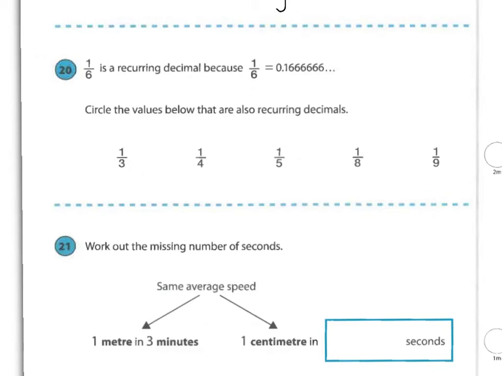1/6 is a recurring decimal because 1 divided by 6 would be 0.1666666, etc. Circle the values below that are also recurring decimals. Now, this is something that you would be expected to know: 1/3 is 0.33333 or 0.3 recurring, and 1/9 is 0.11111 or 0.1 recurring. Incidentally, the other 3 that are not recurring are 1/4 is 0.25, 1/5 is 0.2, and 1/8 is 0.125, all of which you could be expected to be asked.